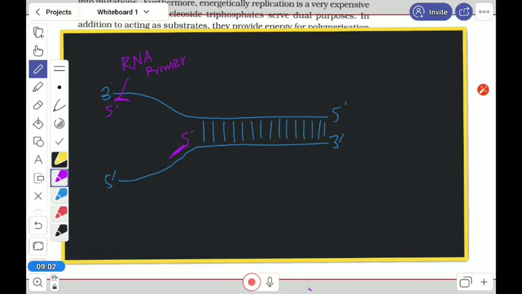So you can see this part, the RNA primer. The RNA primer is catalyzed by the enzyme primase. The RNA primer will initiate the process. So if this is the 3 end, then the next will be the 5 end. And if this is the 5 end, and here you see this end will be 3, so the opposite will be the 5. So at this 5 end, the RNA primer is placed.